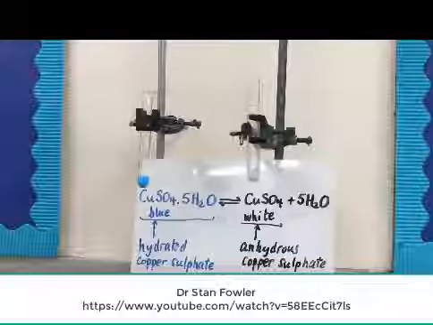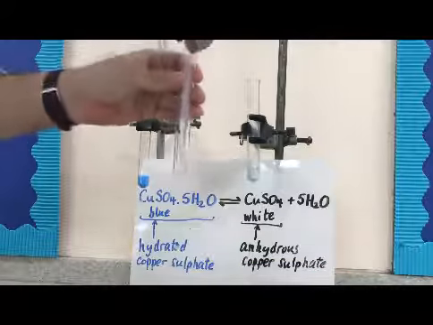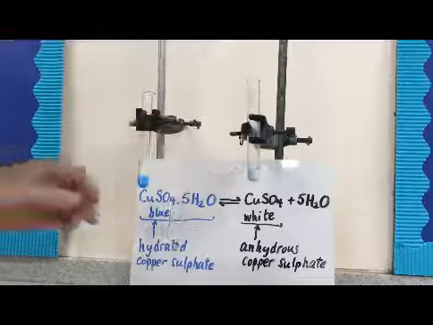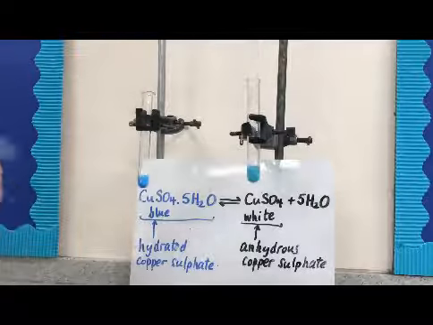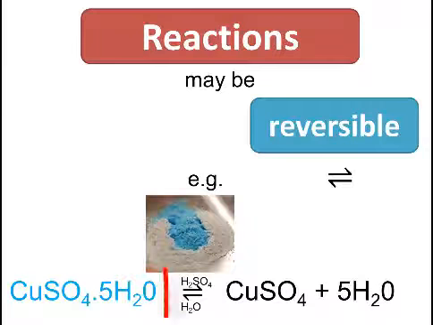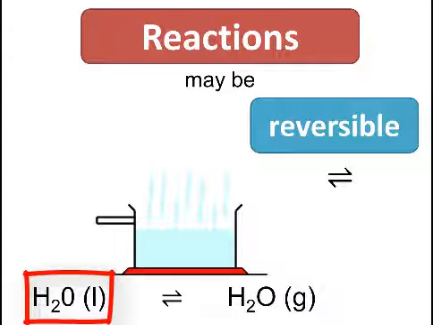But if you would add water to the white copper sulfate, then the reverse reaction would occur. That white anhydrous copper sulfate would change into hydrous copper sulfate. The reaction can occur both ways. It is reversible. Another example of a reversible reaction is evaporation. Water liquid can be heated and change into water vapor. Water vapor can be cooled and change back into water liquid.